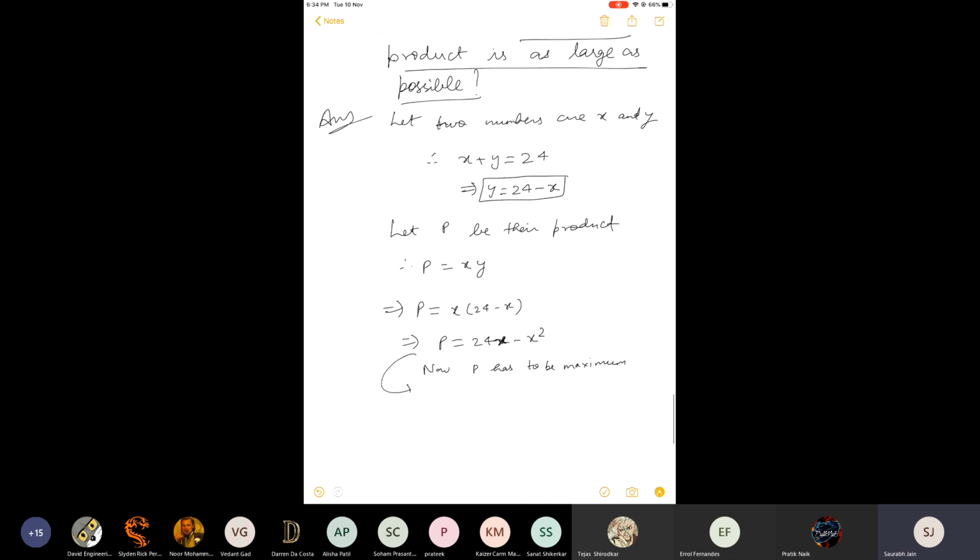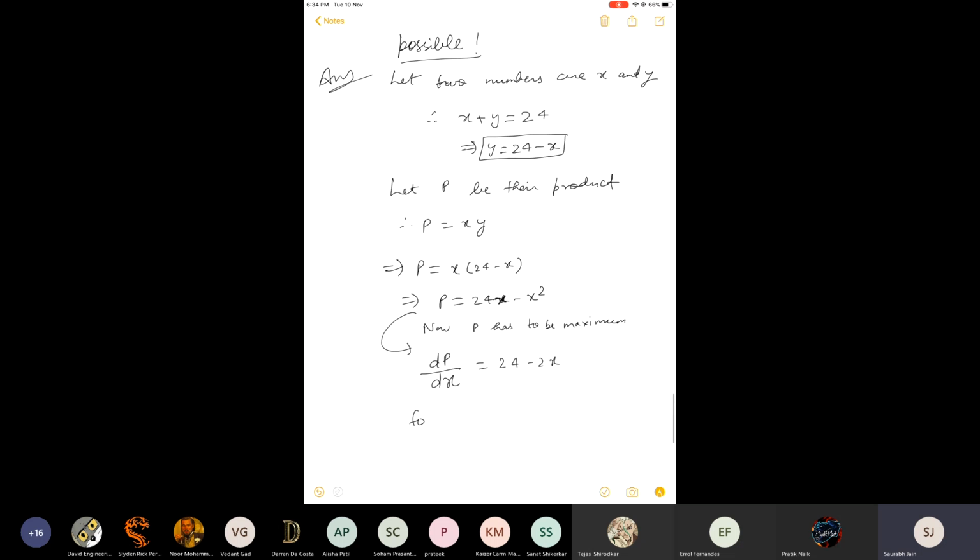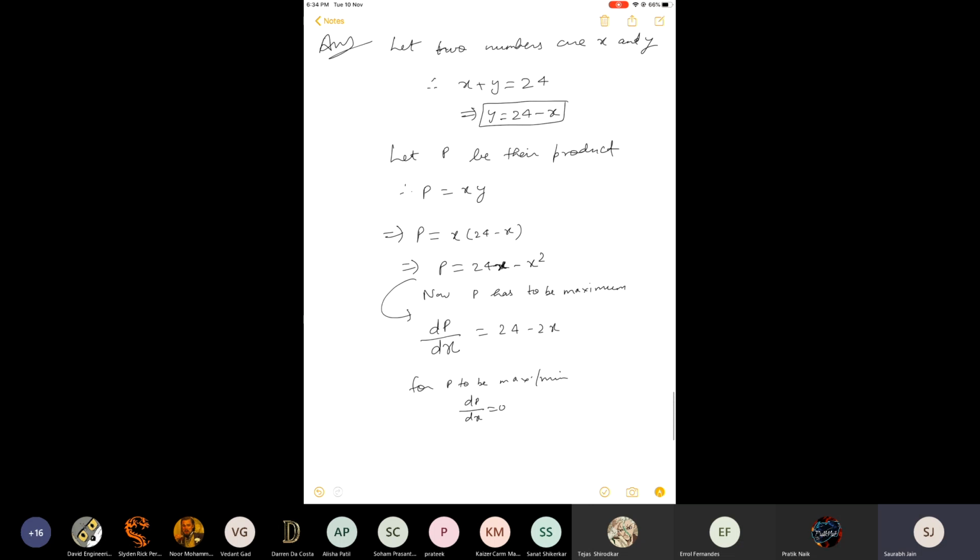So for that, now comes the second derivative test. P is acting as y here. Find dP by dx. It is 24 minus 2x. For P to be maximum or minimum, put dP by dx equal to 0, and find x from here, which will come out to be 12.